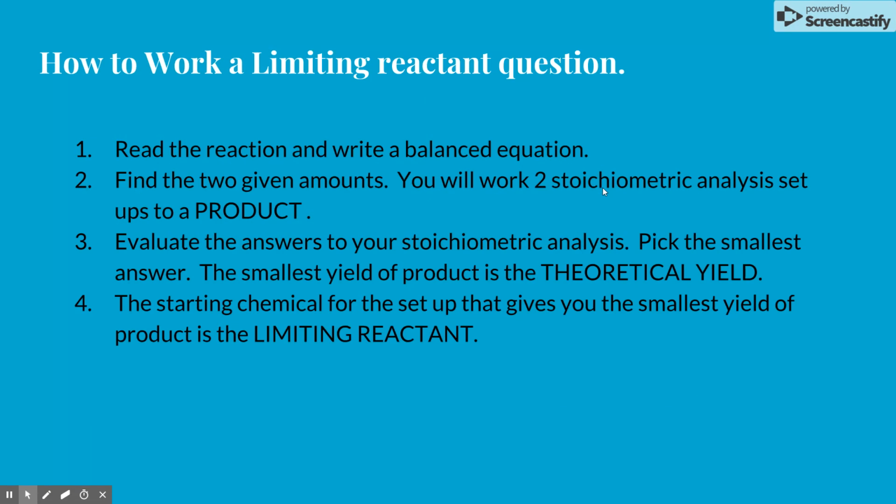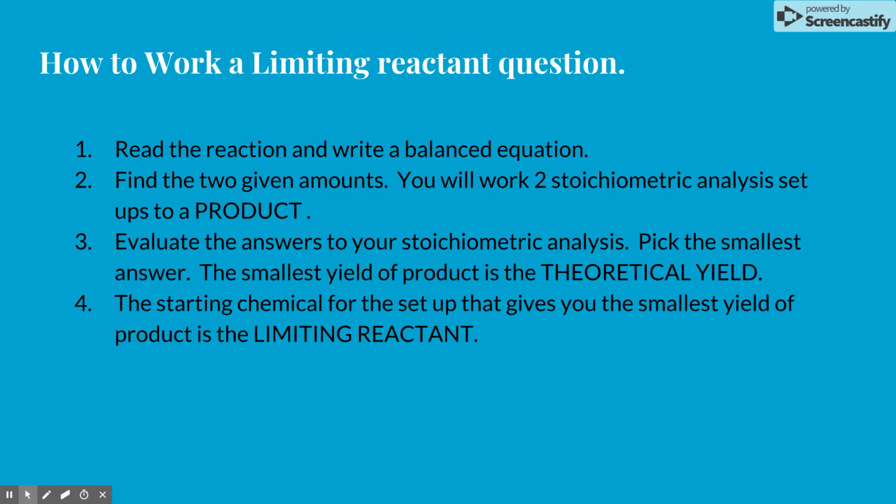Now, how are we going to work a limiting reactant question? First, we're going to read the reaction and write a balanced chemical equation. You're going to find the two given amounts. And when you do this, you will work two stoichiometry analyses to a product. It doesn't matter which product you work toward.